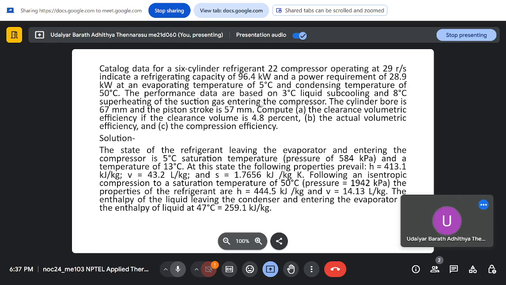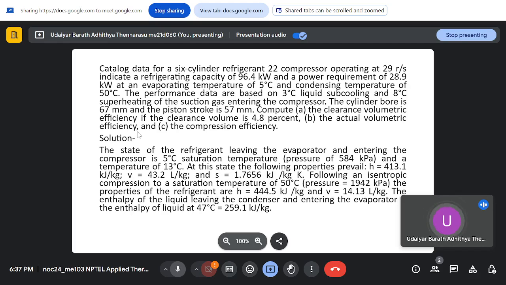So the first is the state of the refrigerant leaving the evaporator and entering the compressor, which is 5 degrees Celsius saturation temperature and a temperature of 13 degrees Celsius. So at this state, the following properties are given. So basically your pressure is the same, but it's not the saturated vapor temperature, but 8 degrees more. So it's superheated, 8 degrees superheat. So initially it is at 5 degrees saturation temperature.